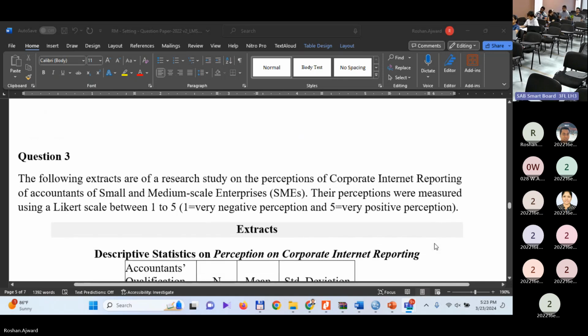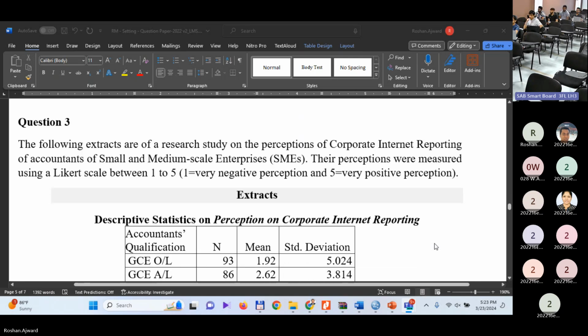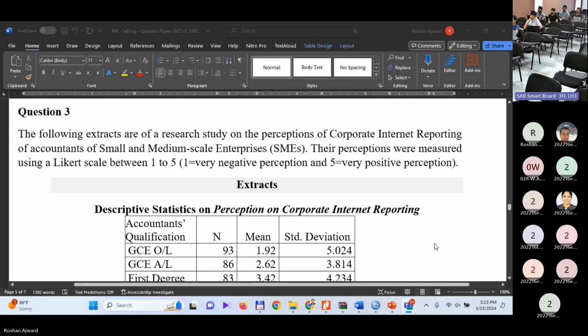The following extracts are of a research study on the perception of corporate internet reporting of accountants of small and medium scale enterprises. So what they think about corporate internet reporting. It's a real study done by one of my students. Their perceptions were measured using a Likert scale between 1 to 5, very negative to very positive perception on corporate internet reporting. You can report the digital business strategy. I always promote what? Report on the internet.